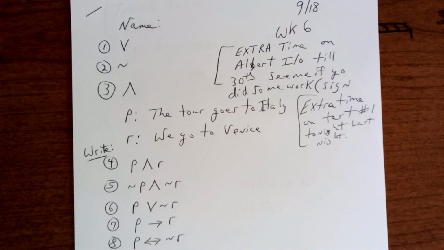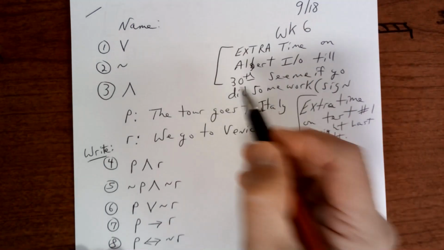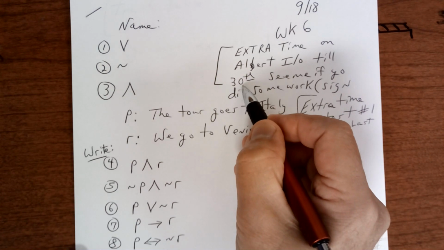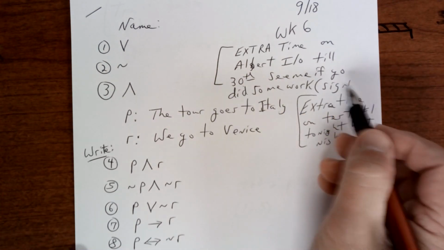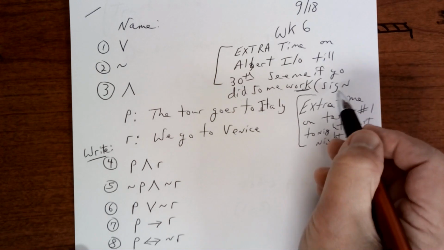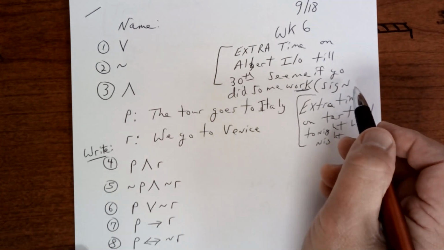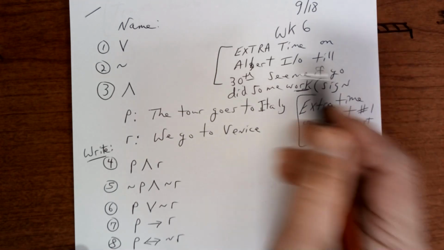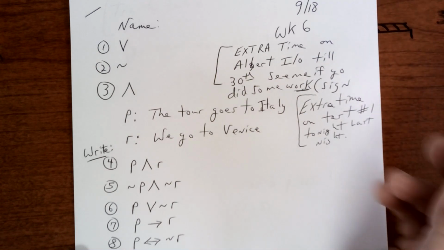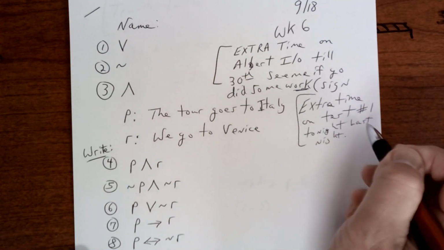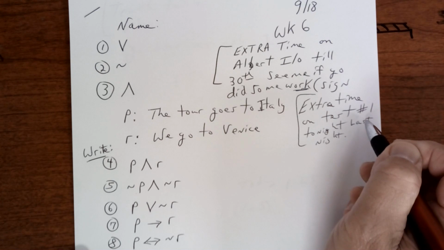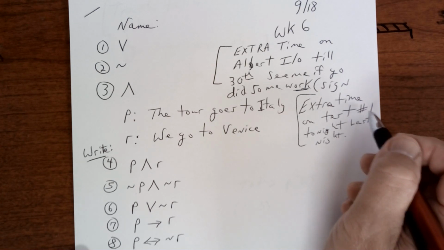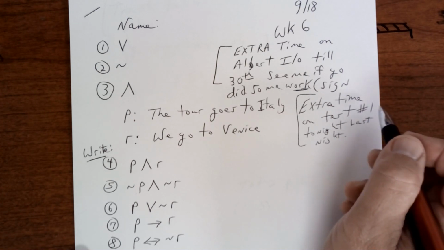For those of you who get extra time, I opened Albert IO, and this will be the only time till the 30th. See me if you did the work. There's a sign-up sheet on the wall. Make sure you're very specific about which one you did so I can verify it. I will check after the 30th. Extra time on test number 1, the last day is today, so if you needed extra time, there it is.